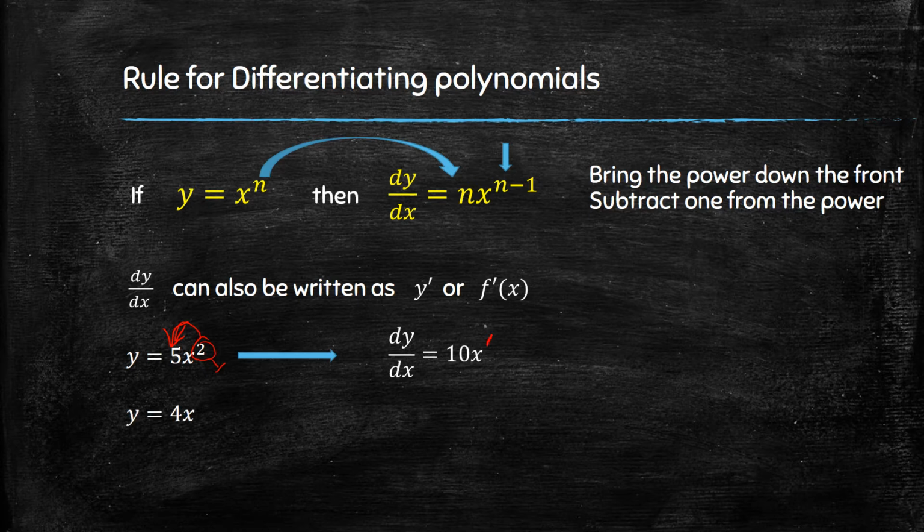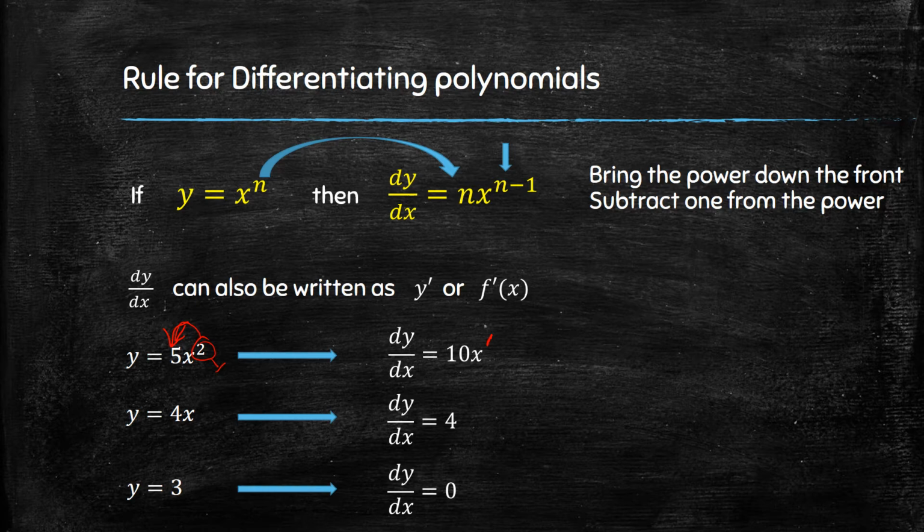Here's another example. y equals 4x. Anything with just x to the power of 1 to start with, the x just drops off it. So dy by dx in this case will be just 4. And the last wee example we've got on this slide is y equals 3. So any constants, any numbers without any x's, when you differentiate it, it just becomes 0. Essentially they just drop off.